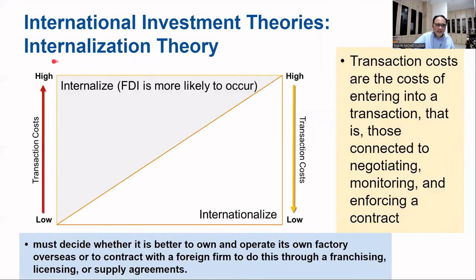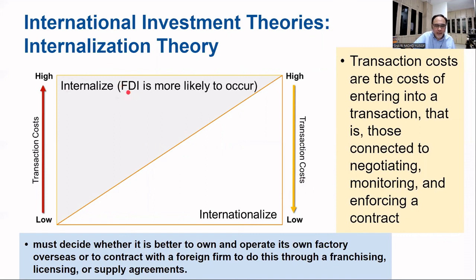Another theory is the internalization theory. Here you must decide whether it is better to own or operate your own factory overseas or to contract with a foreign firm through franchising, licensing, or supply agreements. So this is based on transaction cost. If it is low, it's better to externalize. If it is high, it is better to internalize.